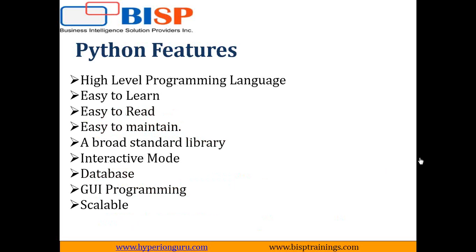Let's talk about the quick features of Python. So first, these are the features. It's a high level programming language, easy to learn, easy to read. Python uses English keywords frequently, whereas other languages use punctuation. And Python has fewer syntactical constructions than other languages. Because of that, it's easy to learn, easy to read, and easy to maintain. So this allows students to pick up the language quickly.